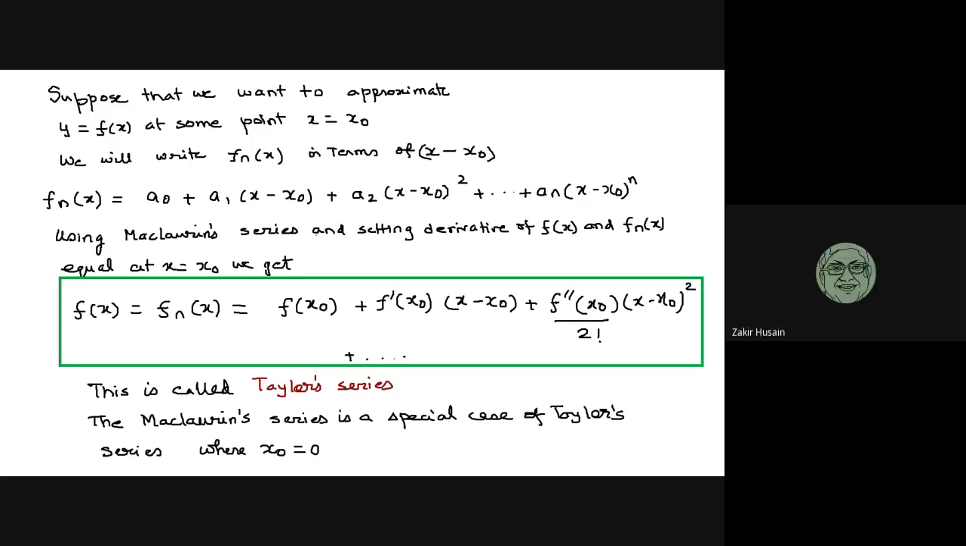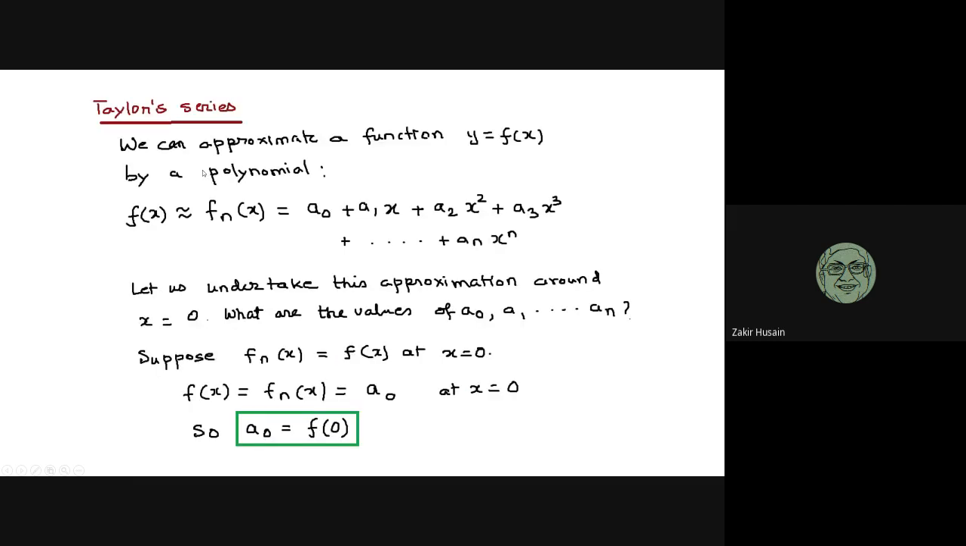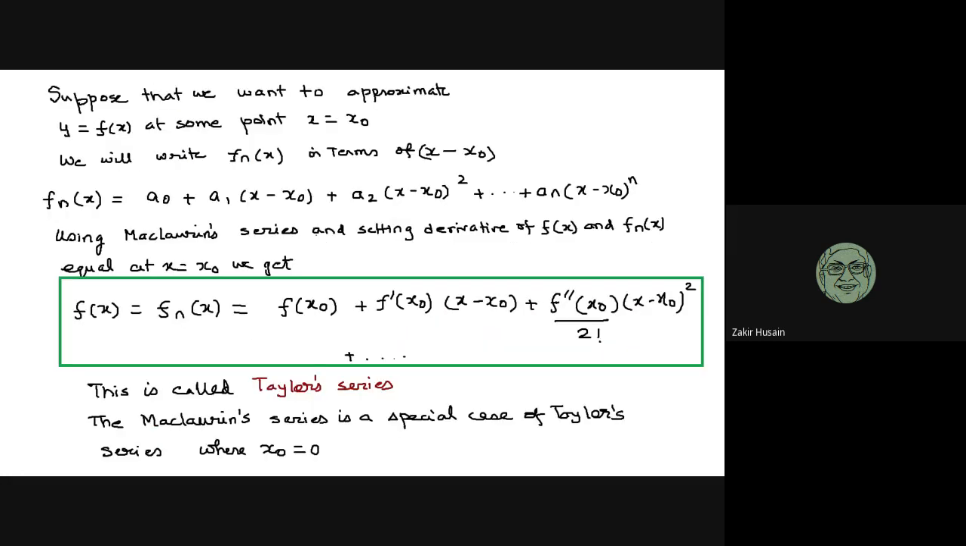Okay. Now, if you look at it, we had assumed that x equal to 0 and then taken the derivatives. Over here also, we had evaluated the function at x equal to 0. But suppose we want to approximate the function at some other point, not x equal to 0, but at some point x equal to x0. So that means we have to write the polynomial in terms of x minus x0.